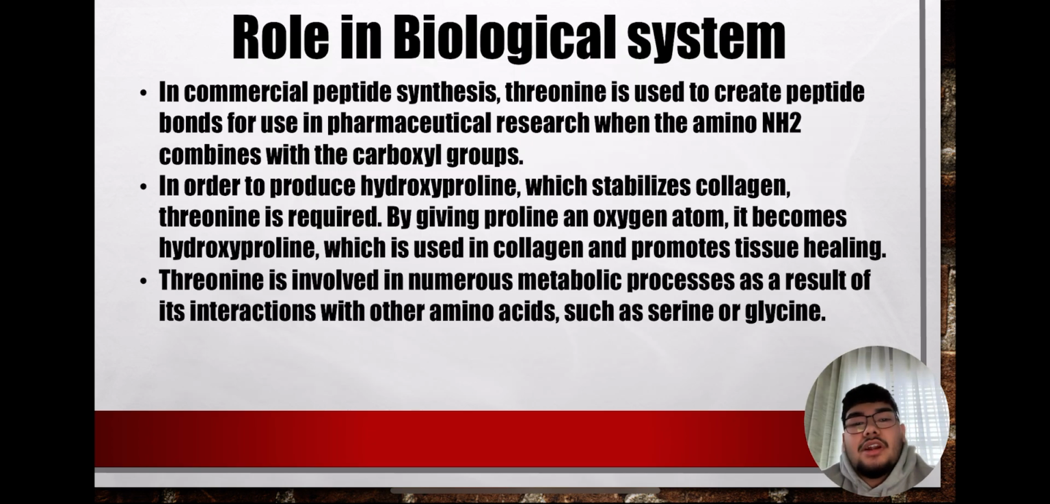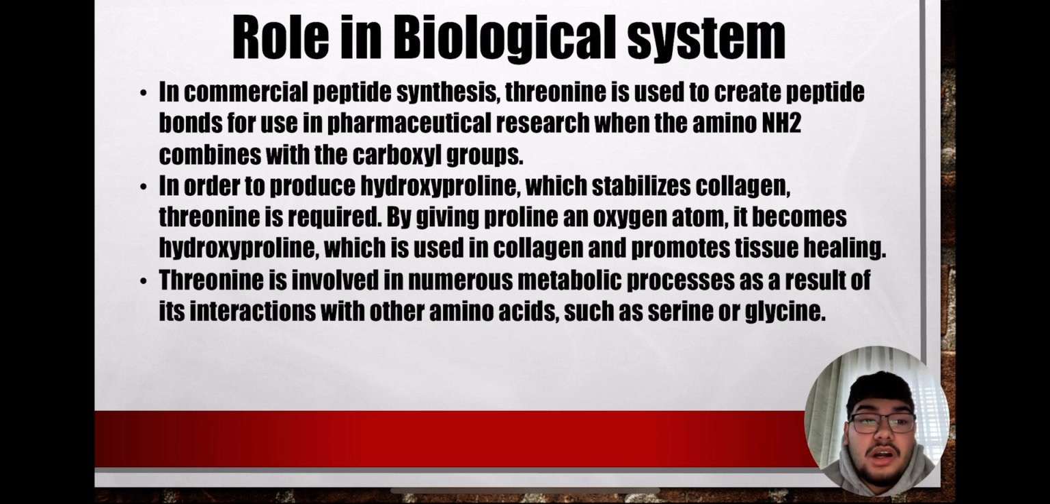So its role in our biological system for commercial use, it's used for peptide synthesis. Threonine is used to create peptide bonds for use in pharmaceutical research, and it works by taking the amino NH2, which is combined with the carboxylic group. Since that carbon is connected to a peptide bond, that's where it gets the peptide synthesis.